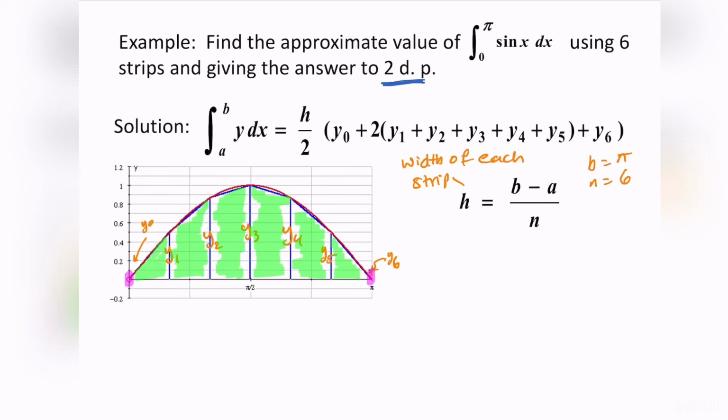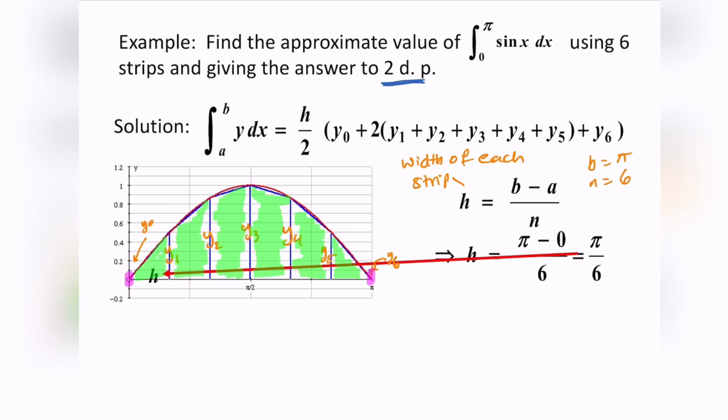Now, how to find the values of x? As I told you earlier, we look at the limits. Our limit here is from 0 to pi. So we need to find h first, and then x1 will be x0 plus h. Here h is pi minus 0 divided by 6, which is pi over 6, and x0, as we said, is 0.